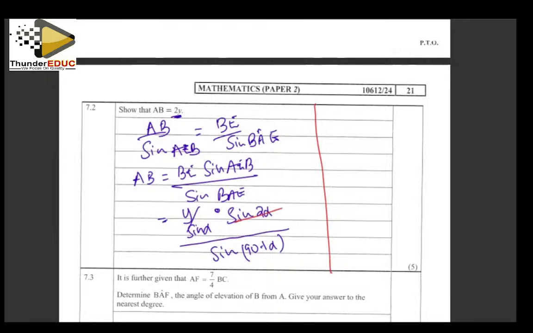So I'm going to break down this sine 2 alpha so that I have y into 2 sine alpha cos alpha, but I'm dividing this by the sine alpha, over, when I use my reductions, 90 plus alpha will give me the cos of alpha. So this sine cancels that sine, this cancels that, then I'll be left with 2y. Okay, so that is the approach for 7.2.